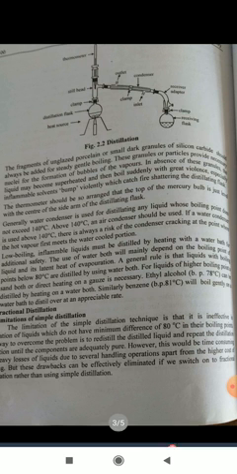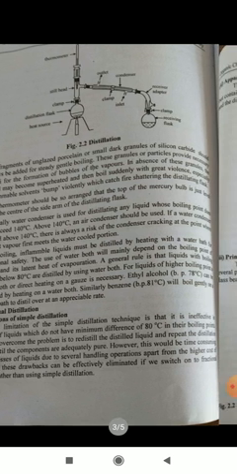The limitation of the simple distillation technique is that it is not effective for the separation of liquids whose boiling points differ by less than 80 degrees Celsius. Fractional distillation is the way to overcome this problem, so that the components of the distillate are adequately pure.